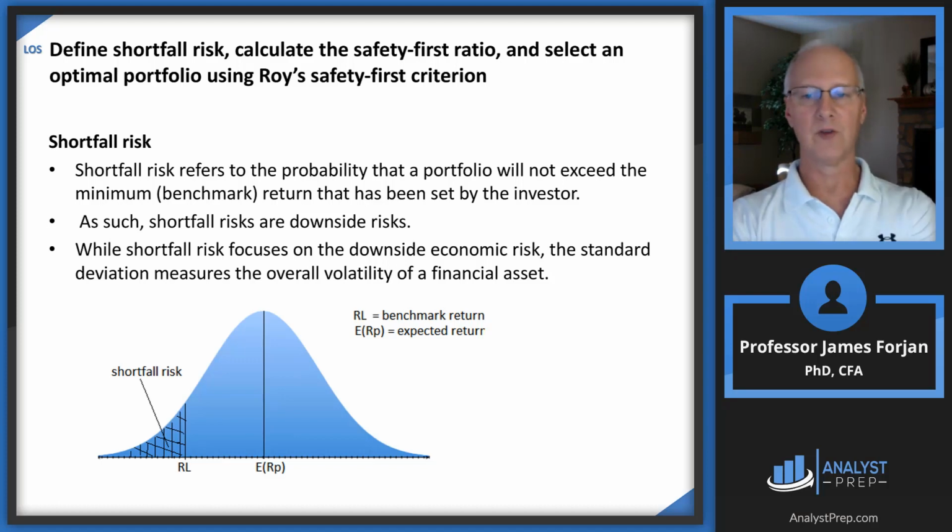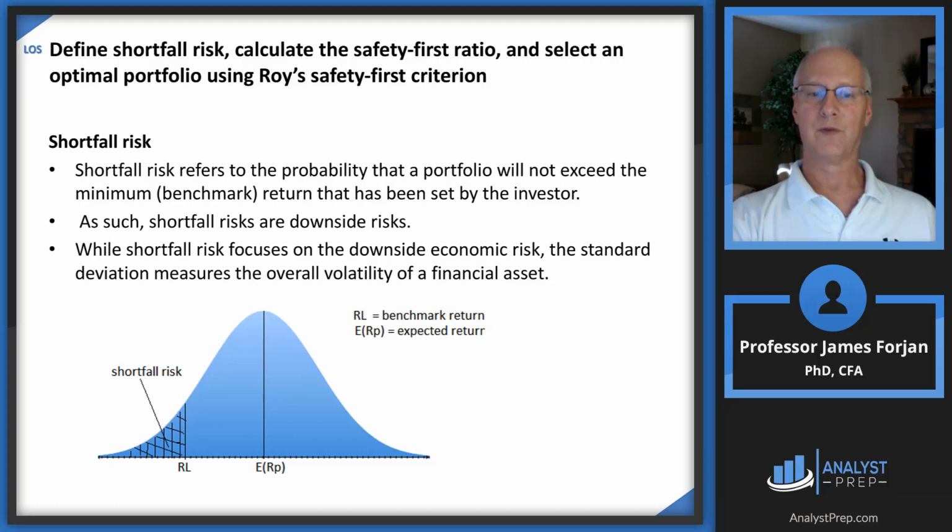Or in this case, notice I have some notation there, it might be: what is the probability that our portfolio will fall below the benchmark return? And so that's why in the one bullet point I have will not exceed the benchmark. And this is a great measure of downside risk.